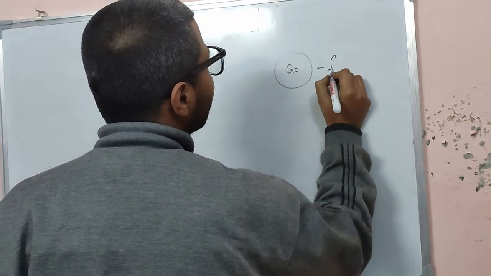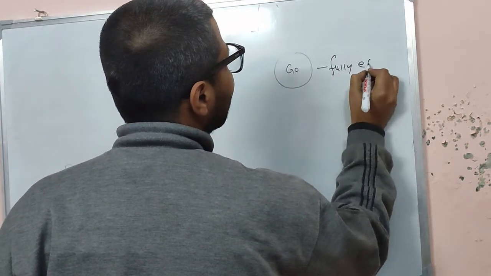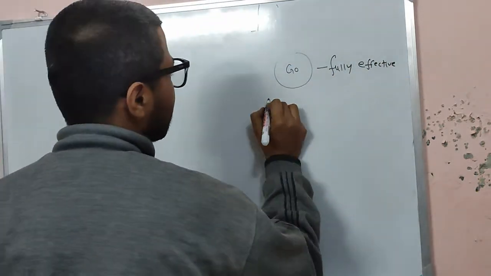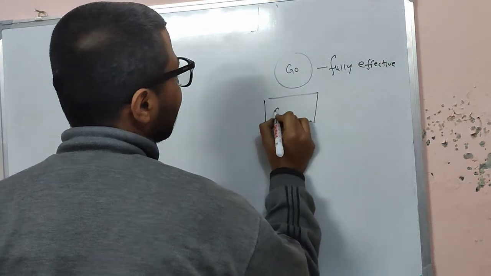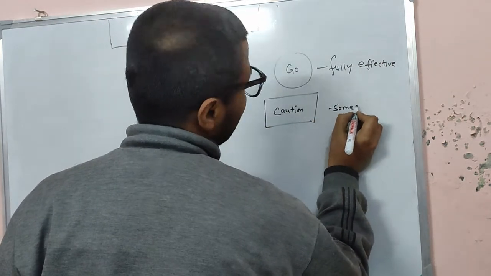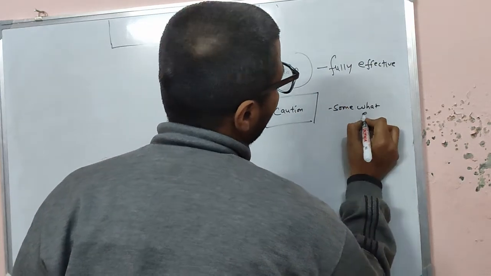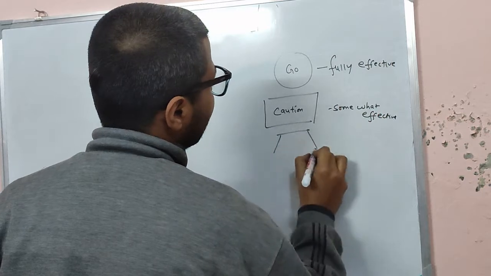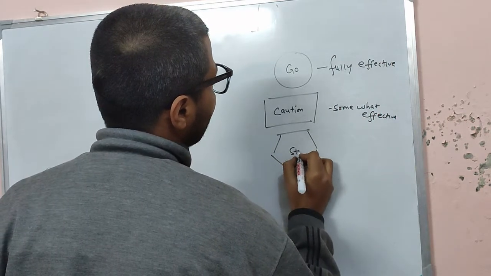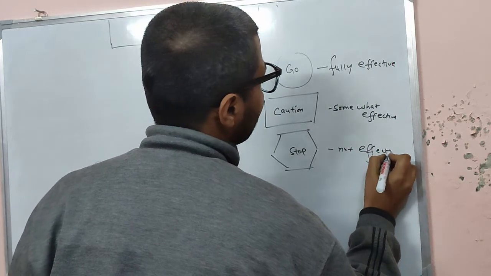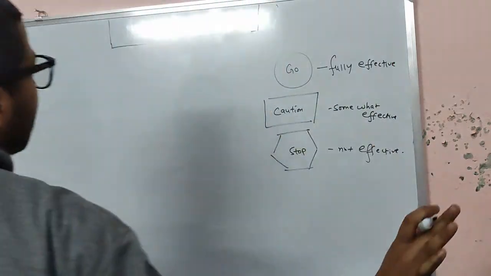Go means it is fully effective against that bacteria. If I write this caution, it means it is somewhat effective and somewhat not effective. But if I denote with this symbol, it means it is not effective at all. Okay.